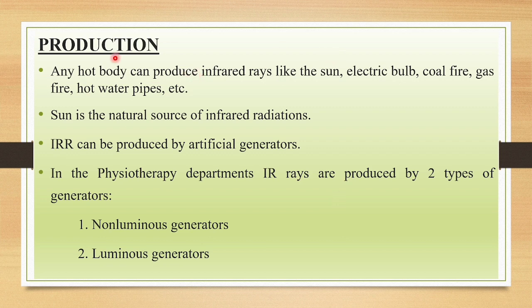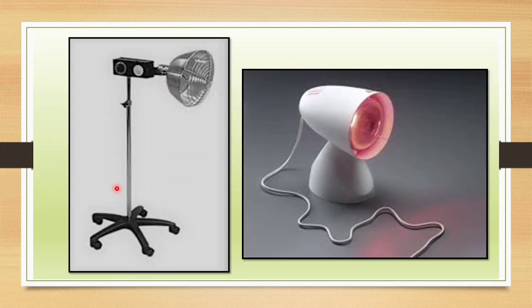Coming to the production of IRR, any hot body can produce infrared rays, like the sun, electric bulb, coal fire, gas fire, hot water pipes, etc. The sun is the natural source of infrared radiations. Infrared radiations can also be produced by artificial generators. In physiotherapy departments, infrared rays are produced by two types of generators, that is non-luminous generators and luminous generators, which I will be explaining in the upcoming slides.